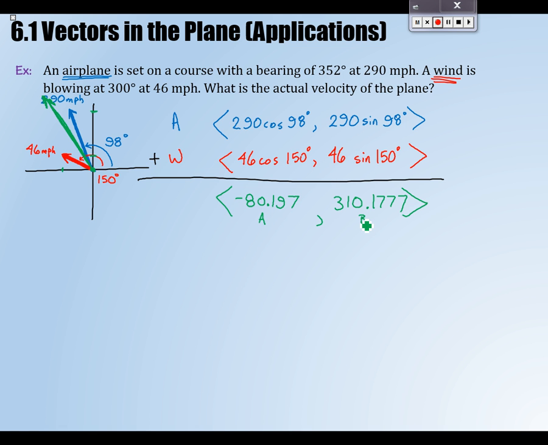The magnitude, now that we have A and B stored in our calculator, can be computed as A squared plus B squared, take the square root. So I'm doing that right now. And I'm getting 320.378 miles per hour, okay?